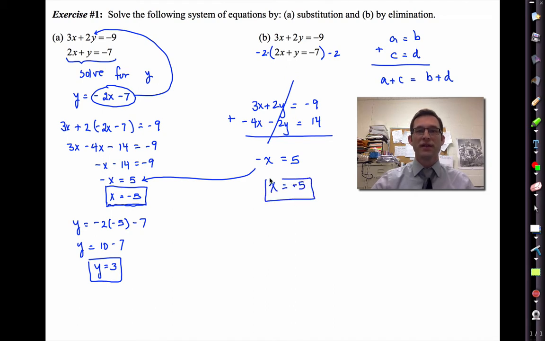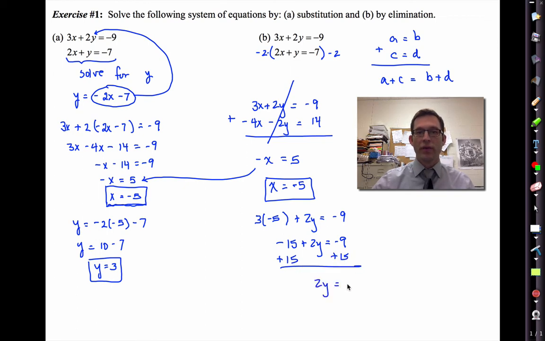Now, of course, I've got to take that negative 5 and substitute it back into one of these two. I could easily do it in the first one. Let me show you that we get the same result for y. I get 3 times negative 5 plus 2y is equal to negative 9. I'll get negative 15 plus 2y equals negative 9, plus 15 on both sides. 2y will be equal to 6. Divide both sides by 2. y is equal to 3.